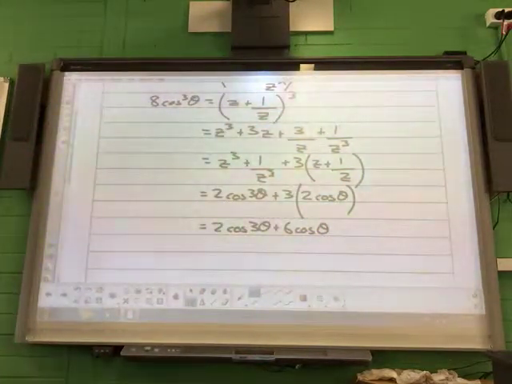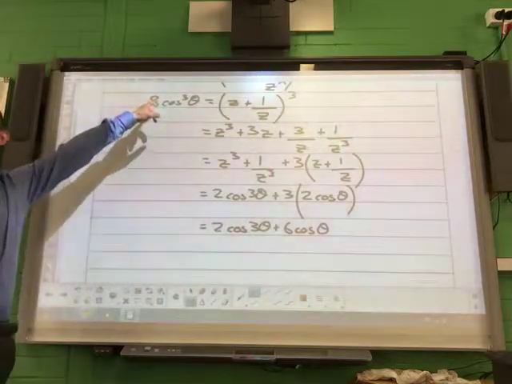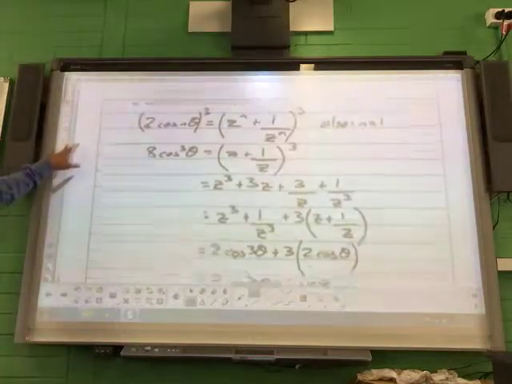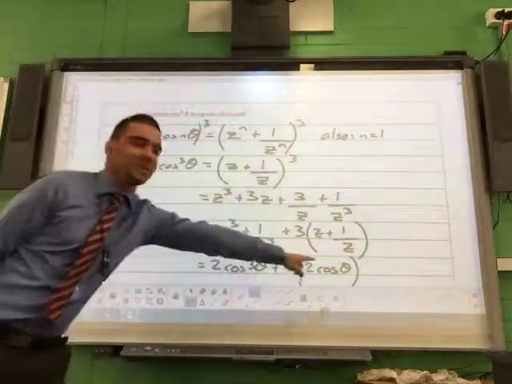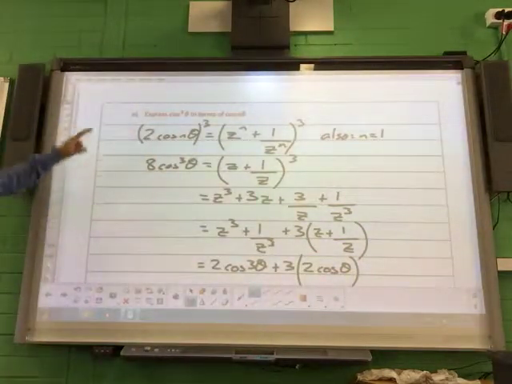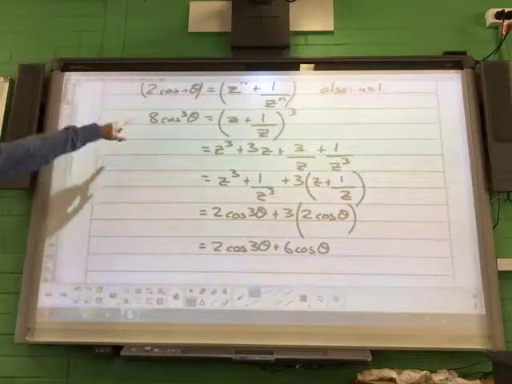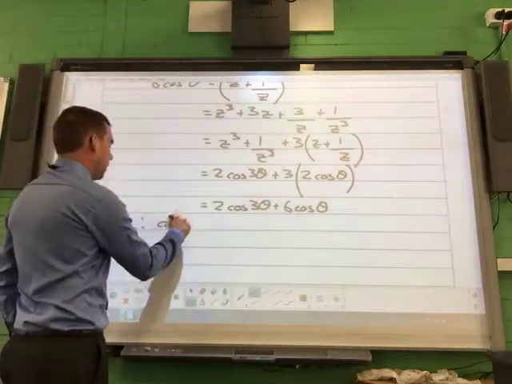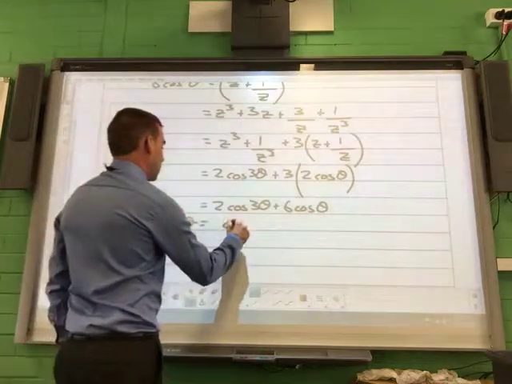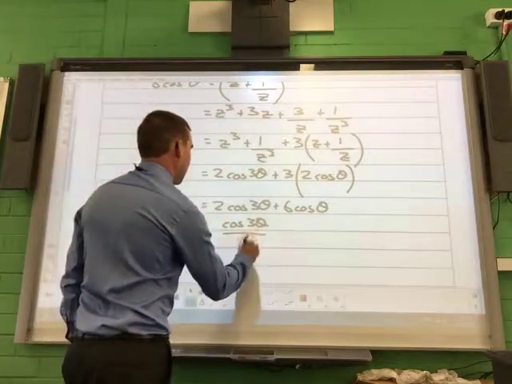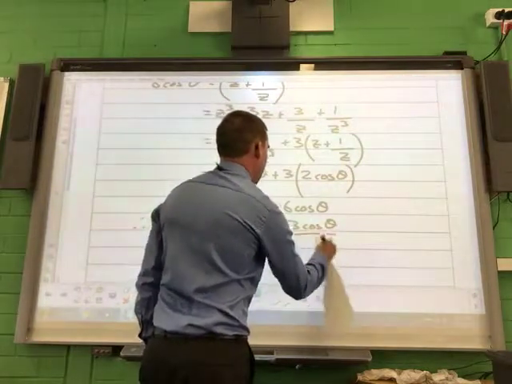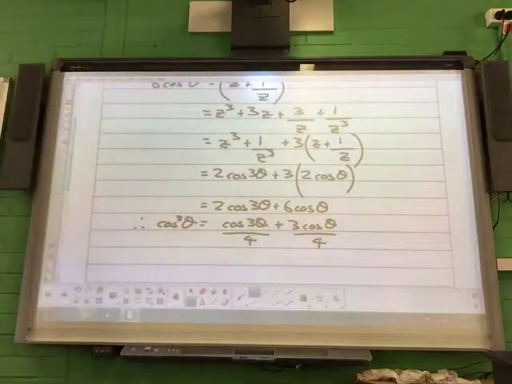Am I done? Why not? We've got 8 up here. And I've got cos of n theta: this is n theta, and that's n theta as well, different values of n. So all I need to do now is bring the 8 down. So therefore, cos cubed theta is going to be cos 3 theta on 4 plus 3 cos theta on 4, once you simplify your fraction.